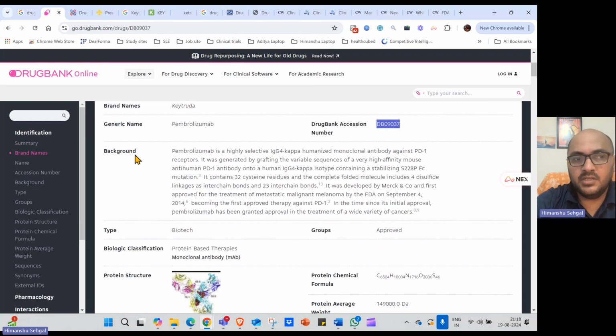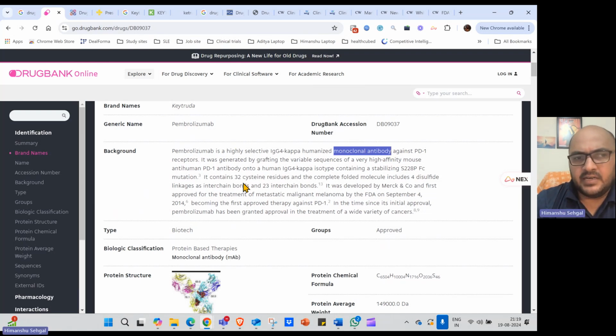Now it is about the background of the drug. It is a highly selective IgG4 kappa humanized monoclonal antibody. Monoclonal antibodies are of multiple types. This is going to be a homework: read about how many types of monoclonal antibodies there are, and how we identify which is humanized, which is unhumanized, and which is of the other types. As I told you, it's a monoclonal antibody and it's written over here.